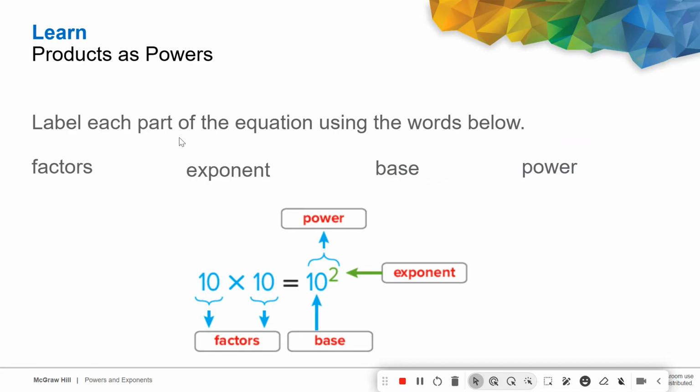Okay, so we can label each part of the equation using the words below. Please fill this in if it's not already filled in your books. We've got factors. Those are these tens right here. We've got exponent. That's our little 2, which is because there are 2 factors. We've got power, which is the whole thing together. The 10, the base here with the exponent together is a power. And then the base is 10. And that comes from what the factor actually is.